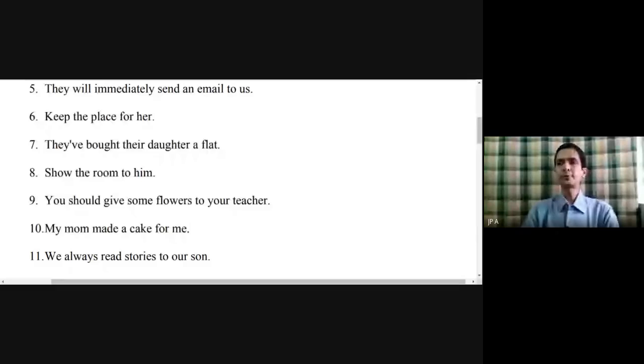Okay, you should give some flowers to your teacher. Verb is give. Yes, give is the verb. Direct object: give what? Some flowers. Some flowers is the direct object.